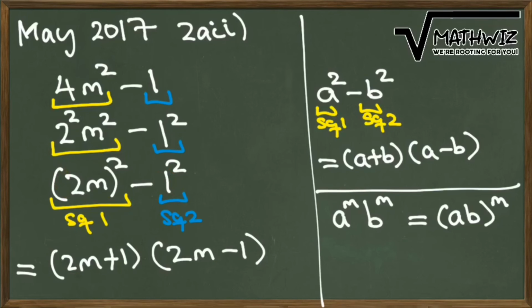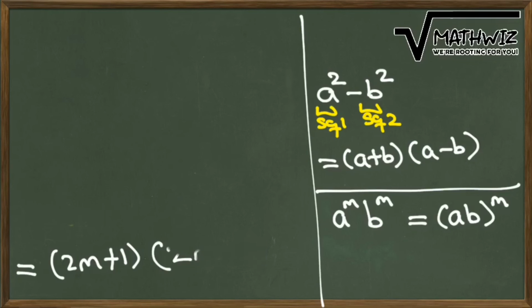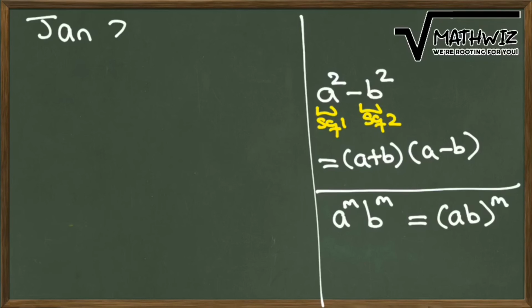All right, so we can do one more for this video. So let's go through with another one that looks similar. So we are going to go through and do January 2013, all right? So you can just turn over your page, make some space. So final question for this video, we are going to do January 2013, and we have 25m squared minus 1.